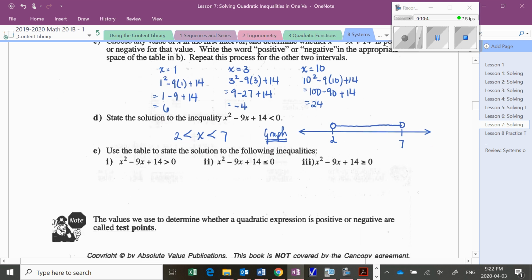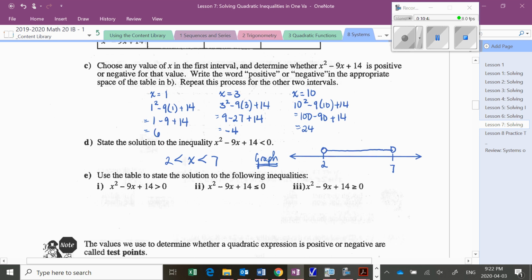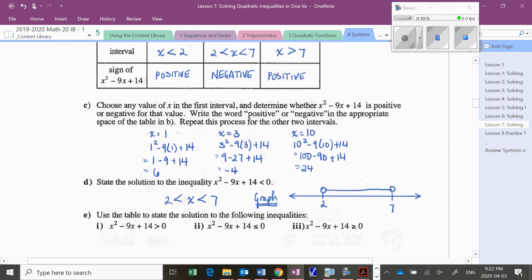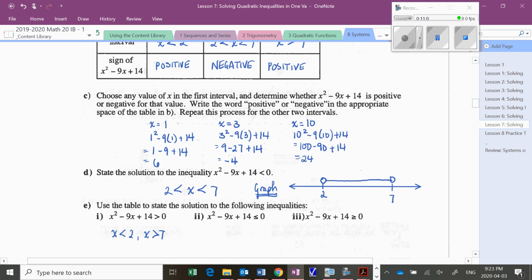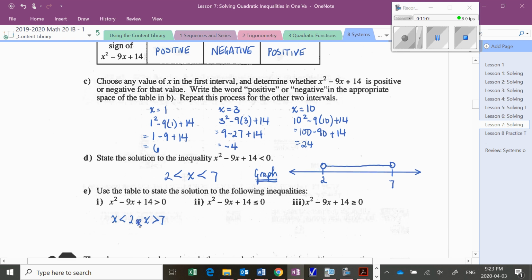Okay, so use the table to state the solution to the following inequalities then. So now, when is our quadratic greater than 0, and so we're looking at those positive values. So that happens when x is less than 2 or x is greater than 7. I should say or, because both can't happen at the same time.